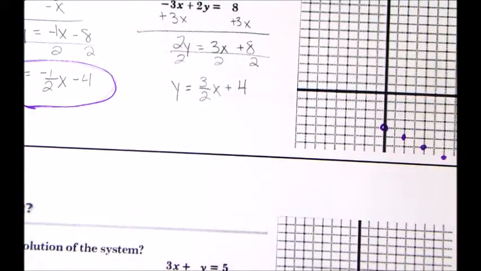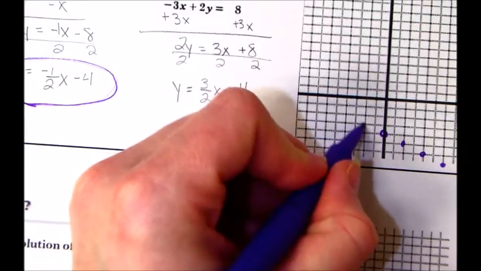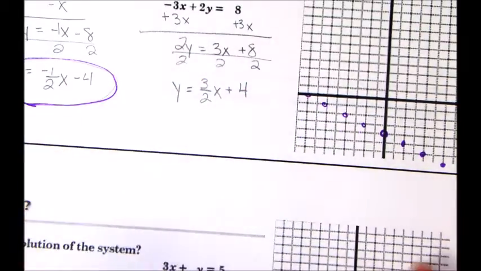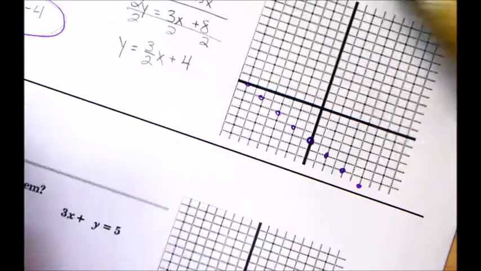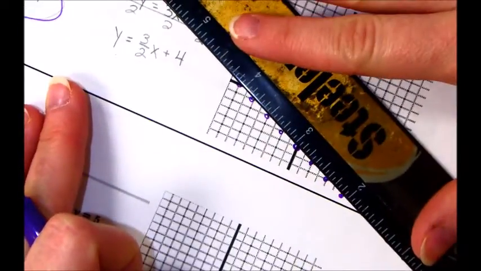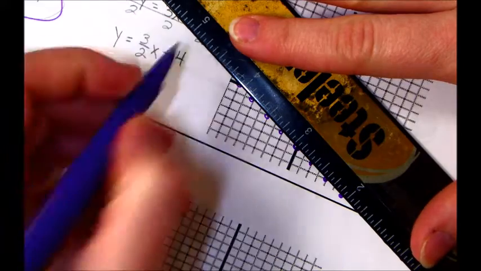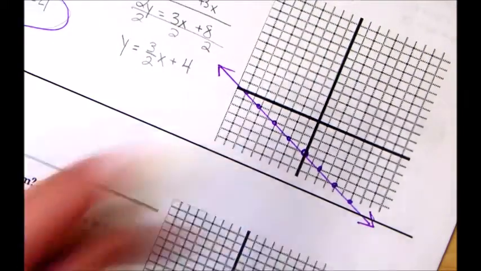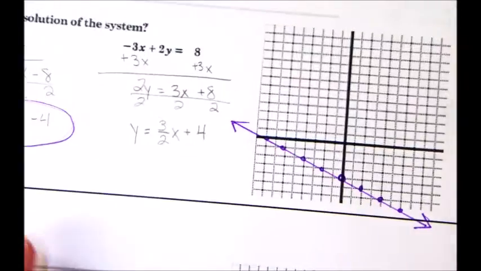Now you can also go up and left. That would be fine if you run out of dots. There's actually nothing wrong with that. The more points you do, the easier graphing is going to be for you. Connect your lines. Again, I'm going to say that one more time. The more points you do, the easier graphing is going to be because you can see where they intersect.